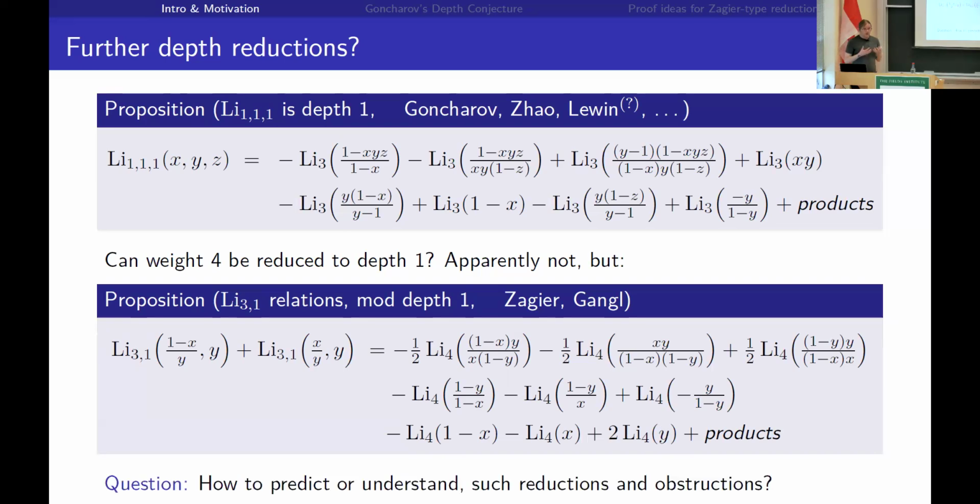So the question we want to ask is, how can we understand and predict these sort of reductions, as in the first proposition, and how can we predict the sort of obstructions that mean we only get results like the second one, where you get these identities that cancel.